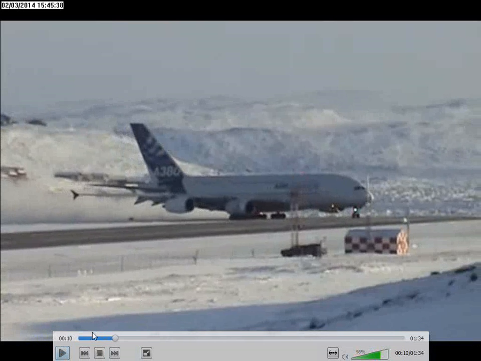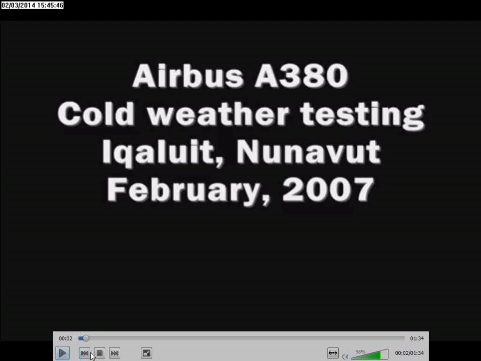So in this video, we see the takeoff of an Airbus A380 aircraft from this airport. This is a part of the certification process. Remember, in our previous lecture, I showed you the certification videos for rejected takeoff of Boeing 777 and Airbus A340 aircraft. So this is another test performed for certification.